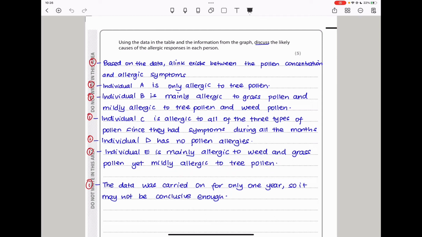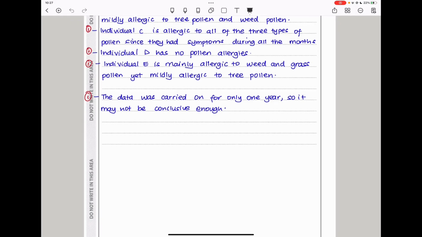And in conclusion, I say the data was carried out for only 1 year, so it may not be conclusive enough. Maybe they have to carry it out for longer periods of time. And if they found a way of including more individuals, then maybe the results will be more reliable.